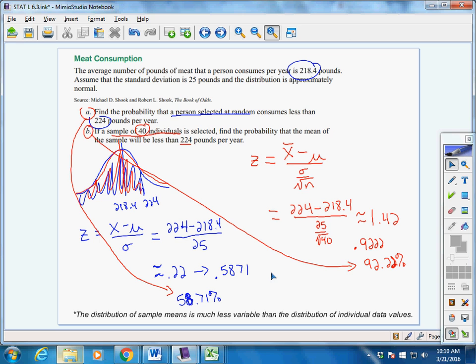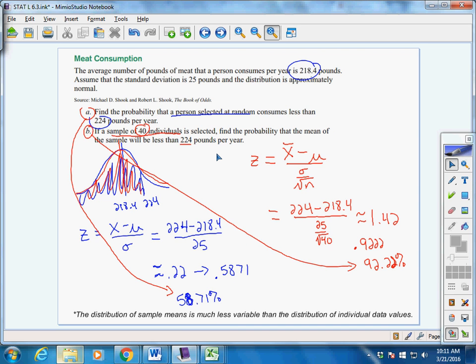If you're just randomly selecting a person, that's going to vary a whole lot more than taking a group of 40 people and finding the mean of them. You're taking that variability out of it, because however random these 40 people are, you're taking the average of them. That's why the probability is so much bigger. One person is going to vary a lot, but when you're taking the mean of a bunch of people, your data's a little bit more reliable, or you could say it's just much less variable.